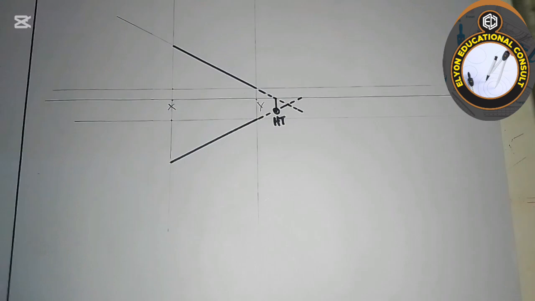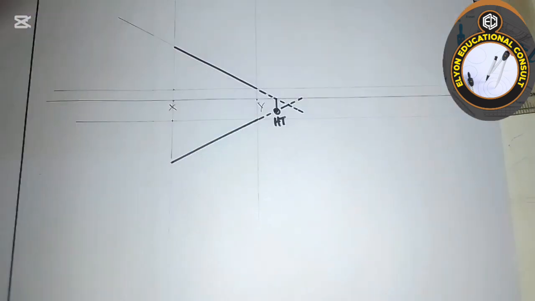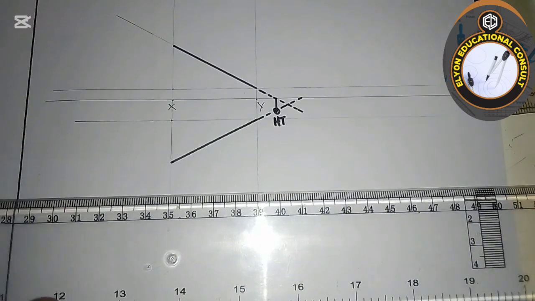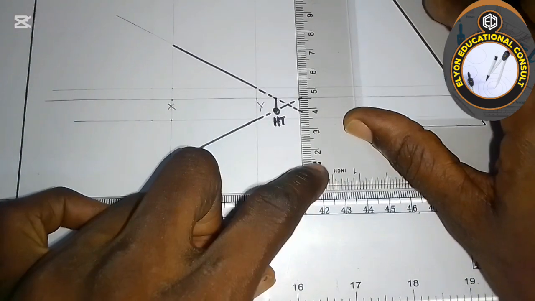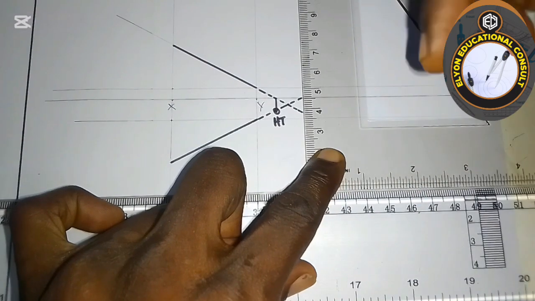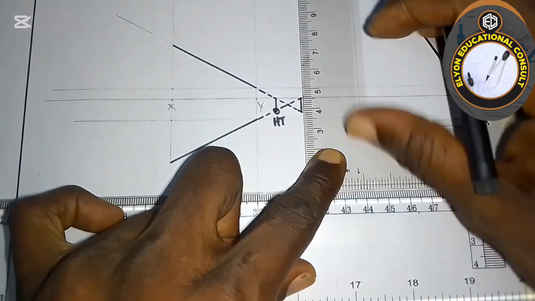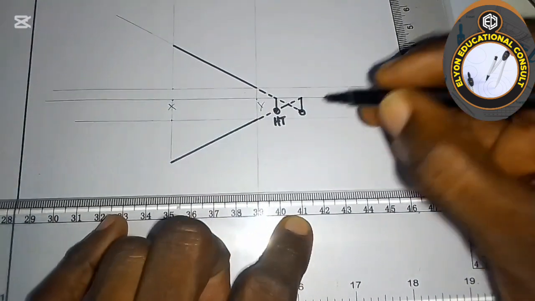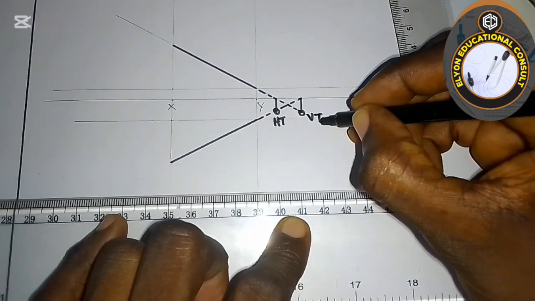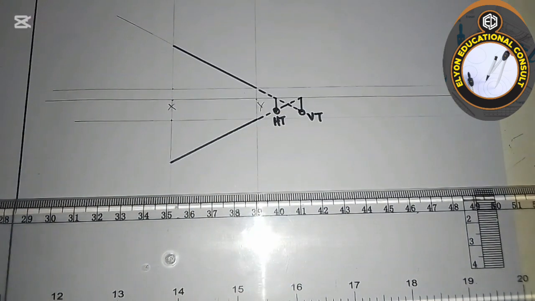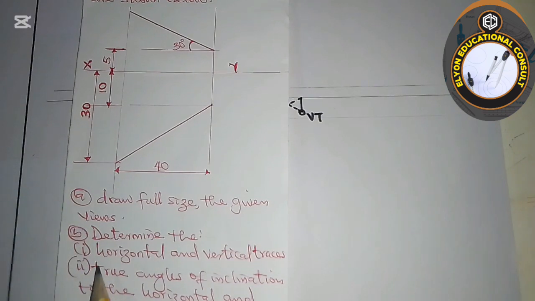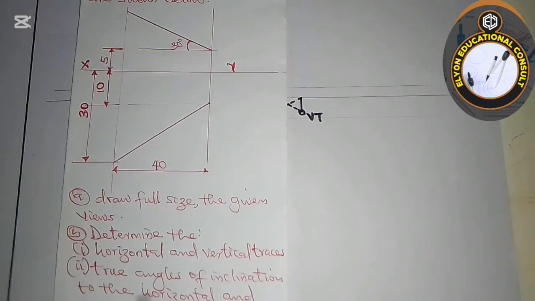Then here I'm going to be drawing a vertical from this part here. Where it meets this is my VT, vertical trace. Now we proceed to the true angles of inclination to the horizontal and the vertical planes.